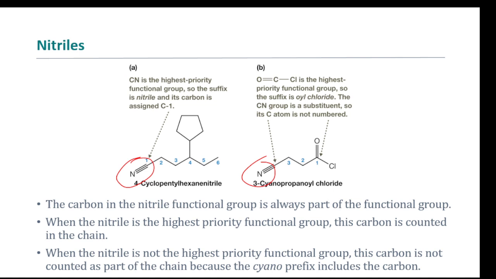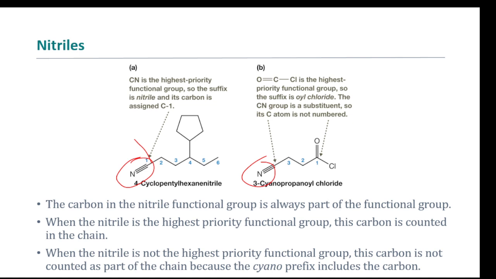Okay, so if it's the suffix and we start the numbering from it, what do we include? We include the carbon in this nitrile group, right? And so number 1 is right there. Everybody see that okay? If it's not the highest priority and we're not going to put it as the suffix, if we're going to end up putting the prefix version of it, which is cyano, cyano actually includes the carbon in the prefix. And so we can't actually use that carbon as part of our chain, because then we would have an extra carbon in that name.